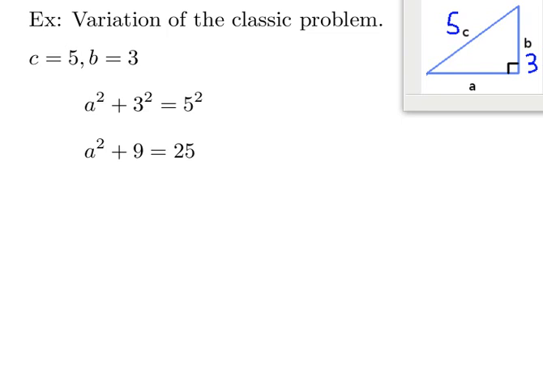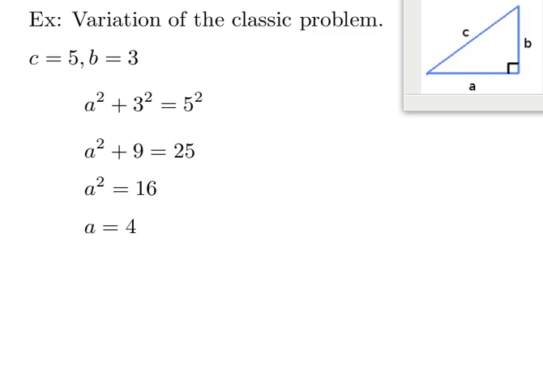So then that will mean that A squared equals 16. I just subtracted 9 from both sides. 25 minus 9 is 16. And so A equals 4, because, of course, you take the positive square root. So that means we now know that A is equal to 4. Okay, so that is the variation of the classic problem. Now, let's go on to a different one.